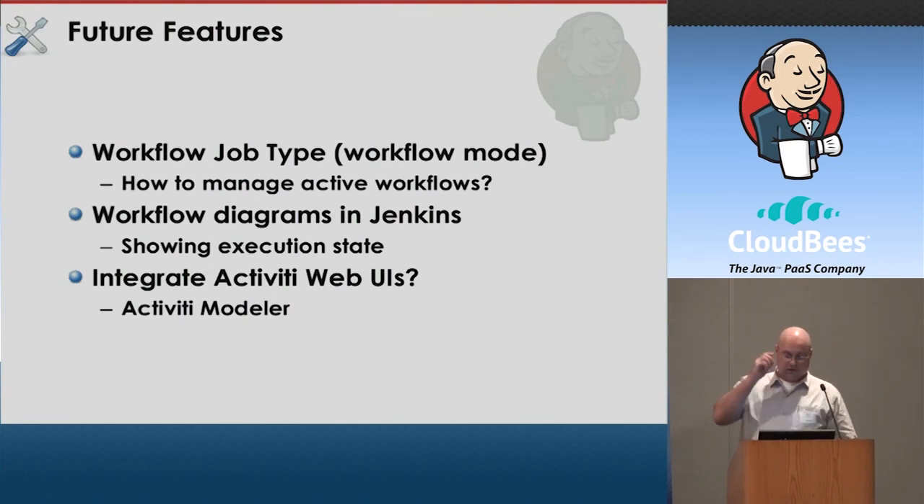Where do I want to take all of this? I think one of the first things is really to implement this workflow job type. It raises a little bit the question of how to manage active workflows. I had some good conversation with Koske. Adding this to the Jenkins user interface should be straightforward. One could also use the Activity web UI in addition. Of course, that would require having another Tomcat instance running, which is not that great.